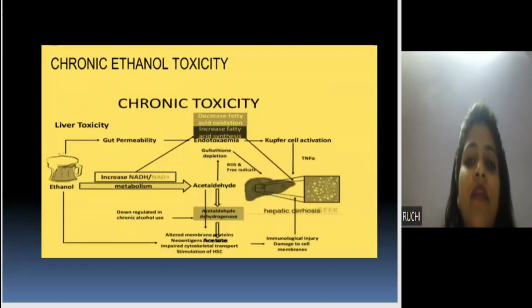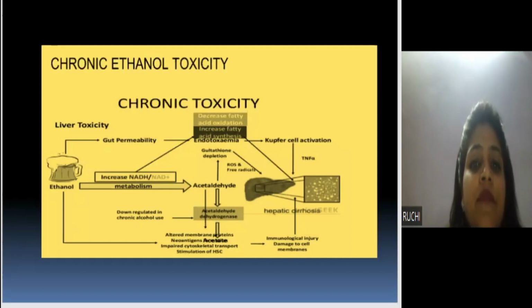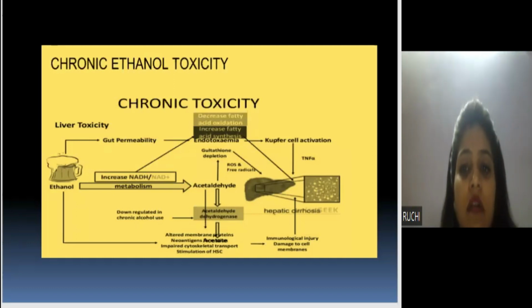Chronic toxicity affects different organs, like in liver toxicity. You can see an increase in metabolism and acetaldehyde formation, and there will be hepatic cirrhosis. This is the pathway for chronic toxicity of alcohol.